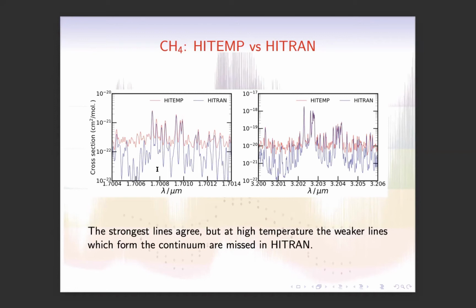But it's a whole science in itself, so I can't really do it too much justice here. But just suffice it to say, there's been a lot of work in trying to get these high temperature, high resolution line lists.